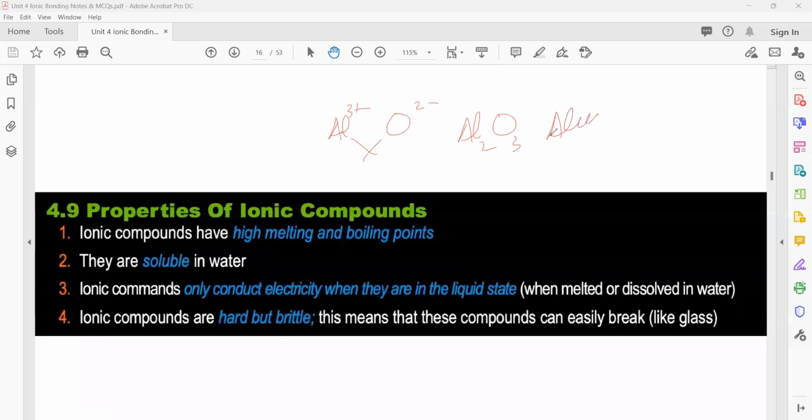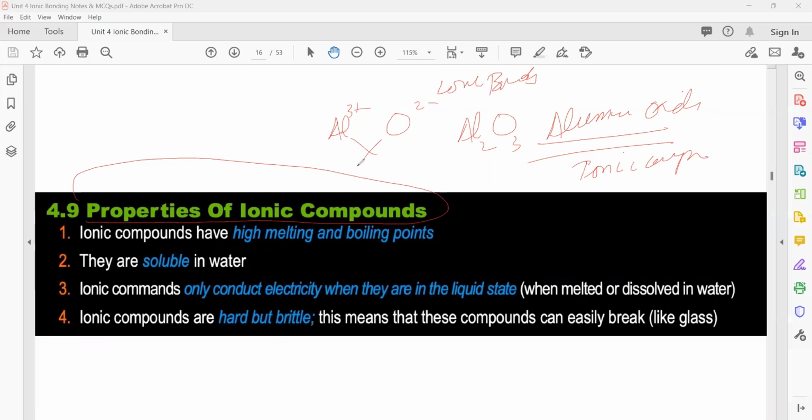What is a compound? Aluminium oxide. So this compound, it is formed due to what? Ionic bonding. So this compound is known as an ionic compound. All ionic compounds have some properties. Number one, ionic compounds have high melting and boiling points. Any compound which is formed due to ionic bonding has a high melting point and high boiling point.